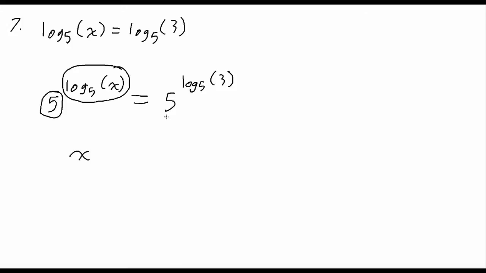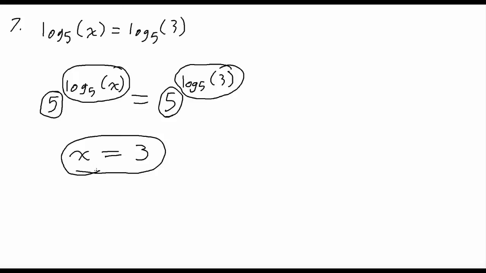So, moving on, if you raise 5 to the exponent you have to raise 5 to get 3, you're going to get 3. So that means that x equals 3 is the answer to problem number 7.